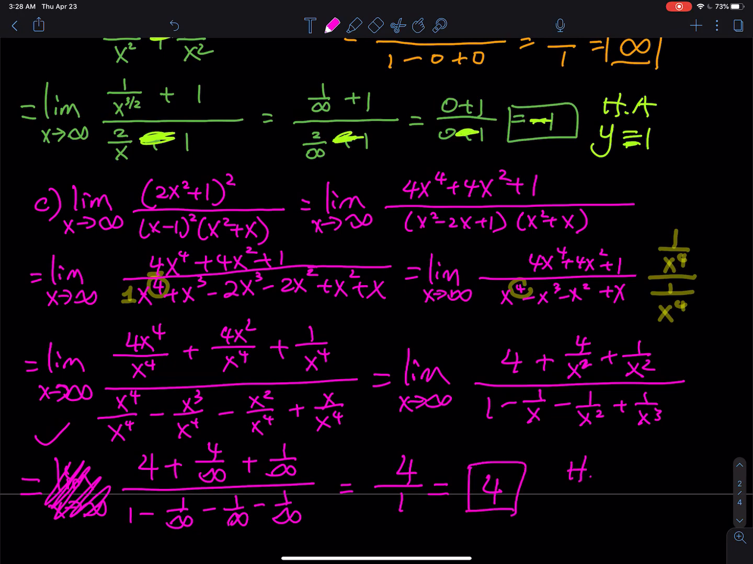So your horizontal asymptote is y equals 4, just like what we said at the very beginning. So looking at the biggest degree of the top and bottom and then making a comparison, that is what you learned back in algebra. And then in calculus, we can use limits to find the horizontal asymptote.